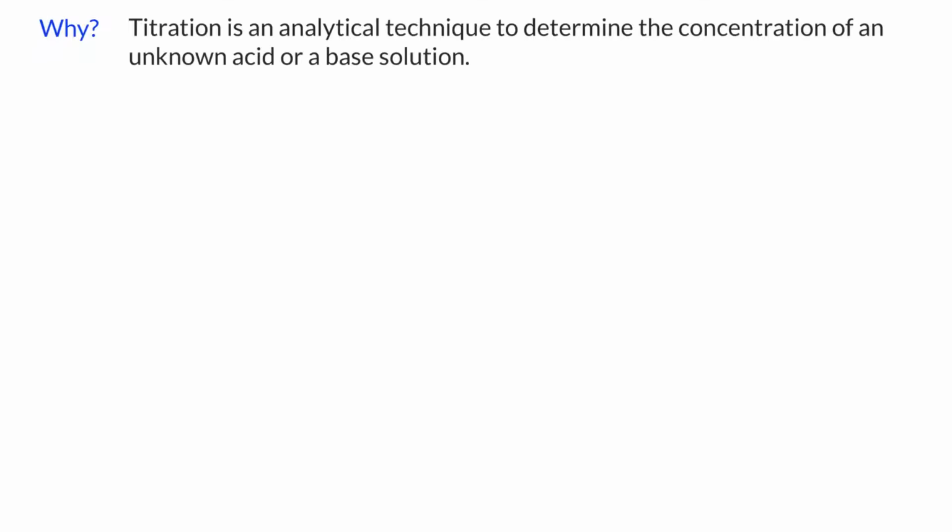First, let us start with a basic question. Why do we do an acid-base titration? Titration is an analytical technique to determine the concentration of an unknown acid or base solution that is given to us. Next, how do we do the titration? Let's say we are given a hydrochloric acid solution with an unknown concentration, and we are supposed to do a titration experiment to determine its concentration.